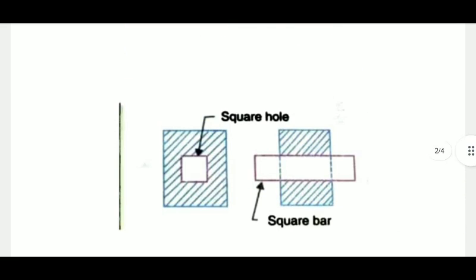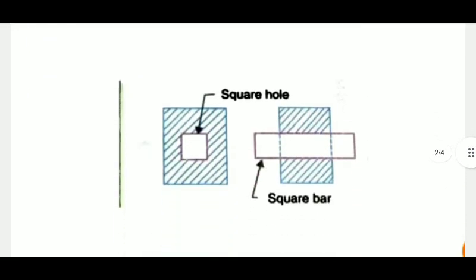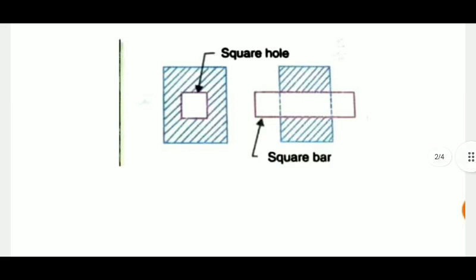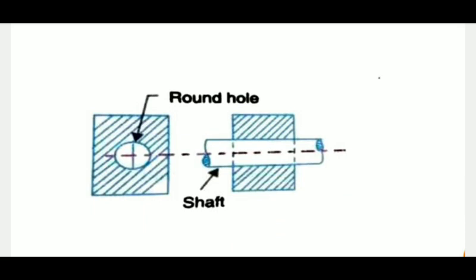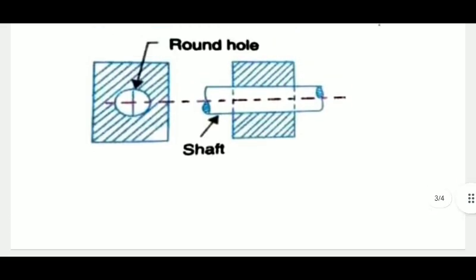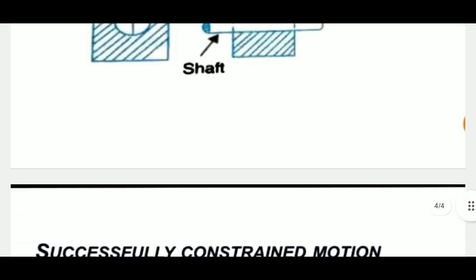But in the case of completely constrained motion, you can see clearly that the square bar moves in only one direction. It cannot rotate about its axis because of some inequality in its shape, which enters into the other link. But in incompletely constrained motion there is a shaft which can move in two ways: one is to and fro, and another is circulating about its own axis.